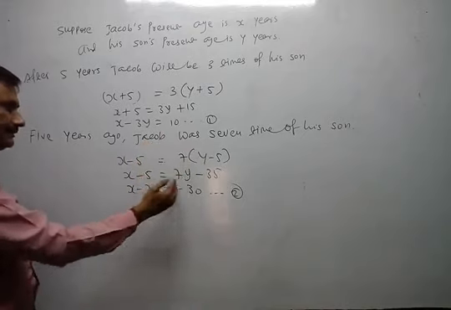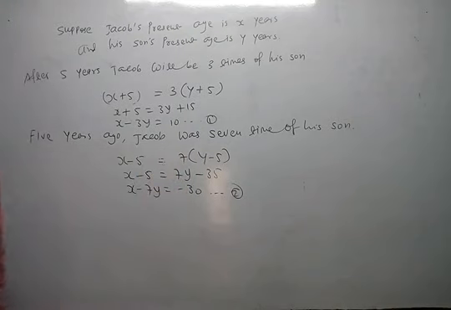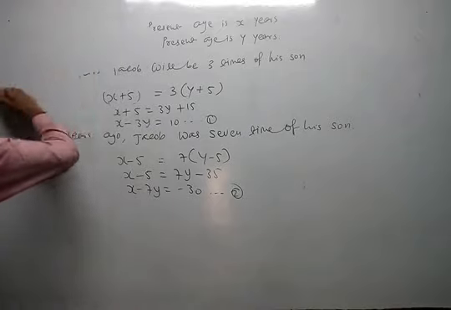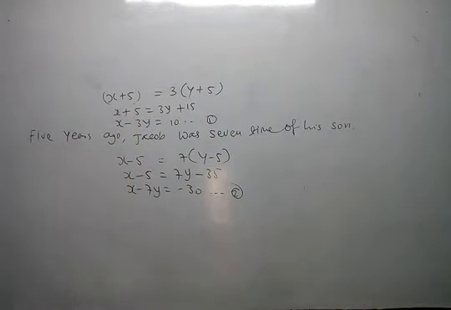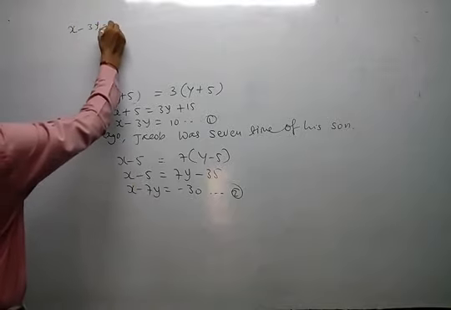Now simplify again. x and y on the left side, number on the right side. Now, how to solve? For that purpose, again, we have to write both equations one below the other. So write down first of all x minus 3y equal to 10.